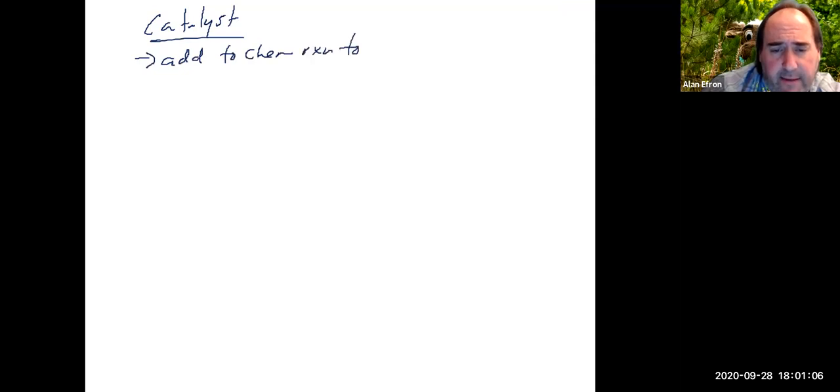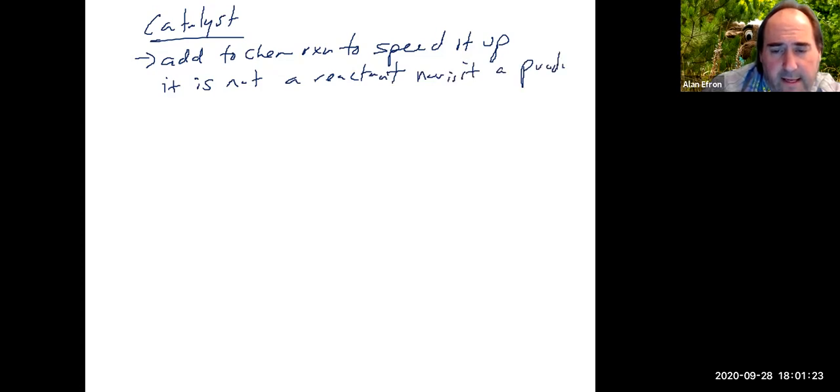The last thing is a catalyst. And a catalyst is something that we add to a chemical reaction to speed it up. It is not a reactant, nor is it a product. It is just there solely for the purpose of speeding up the chemical reaction, so of making it occur faster.